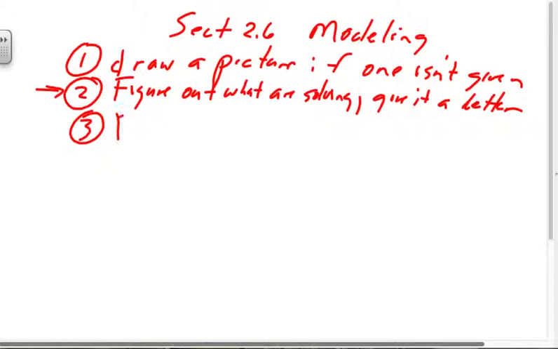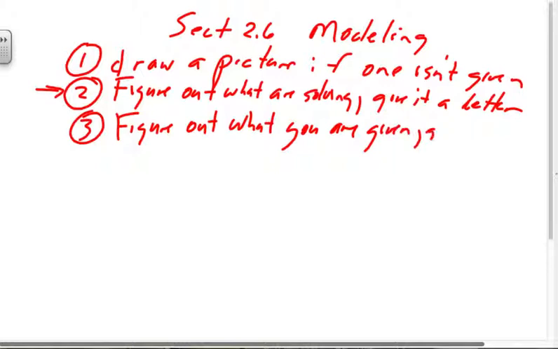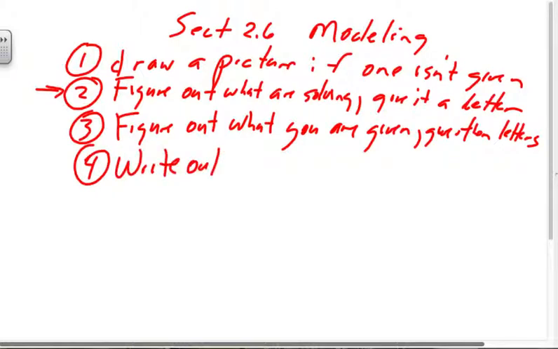Next one then is figure out what you are given and give them letters. Okay. Then you write all of this out as equations, which is basically just a translation.